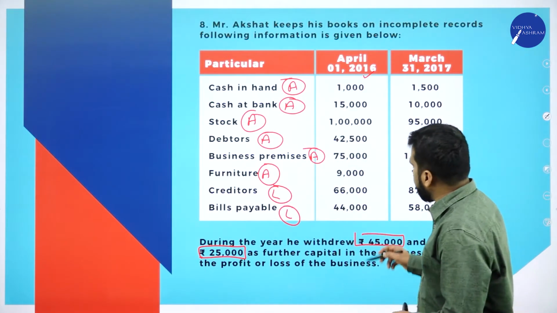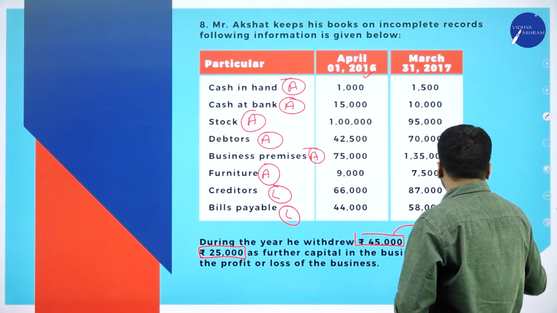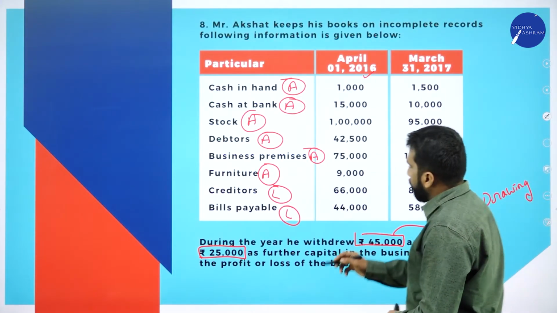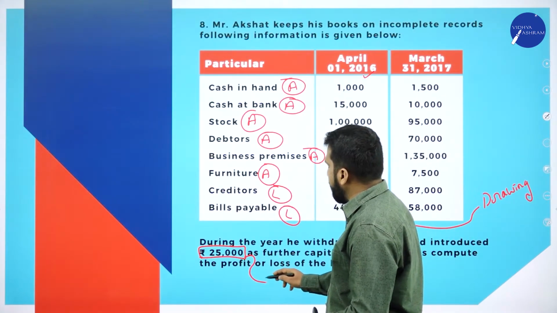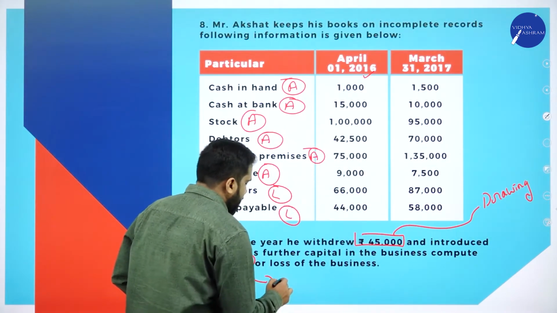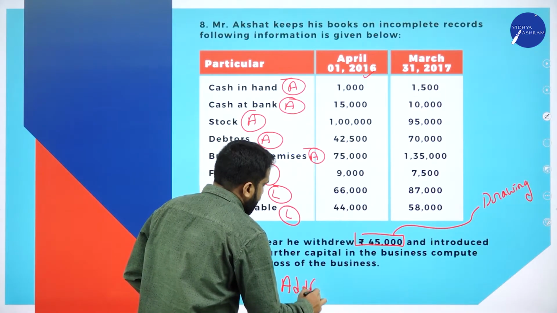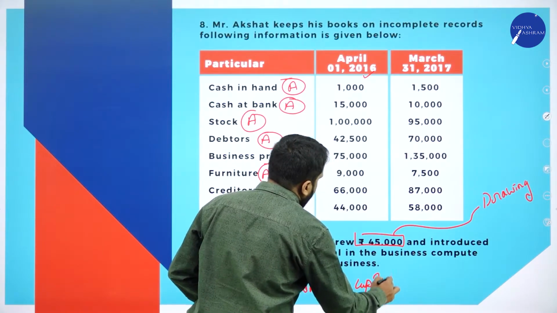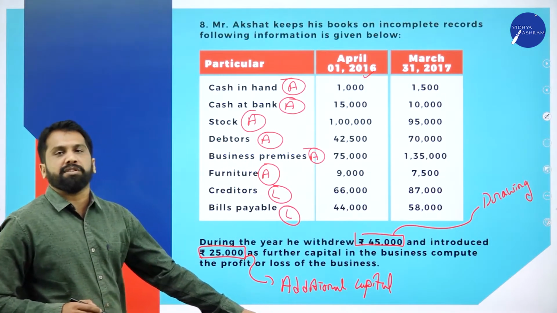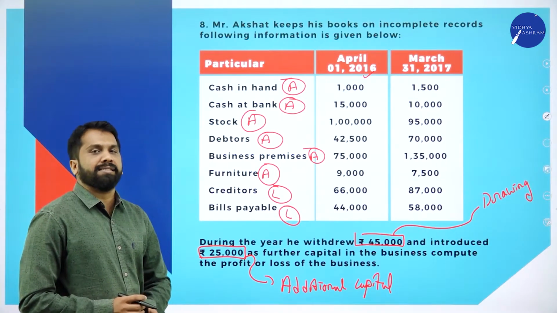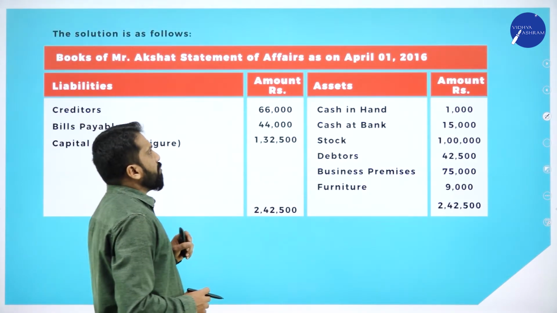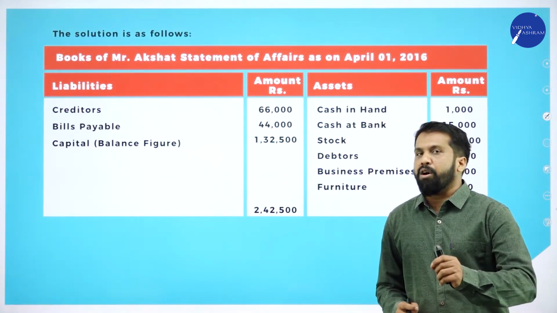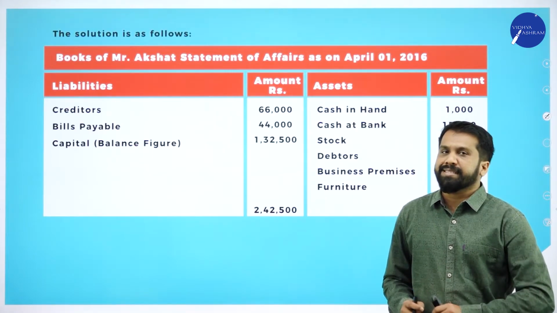45,000 he withdrew means what? Drawing. 25,000 further capital means additional capital. Clear? These are the information we have. We need to solve the answer. Now, first one, 2016. First, we are doing the statement of affairs for 2016.